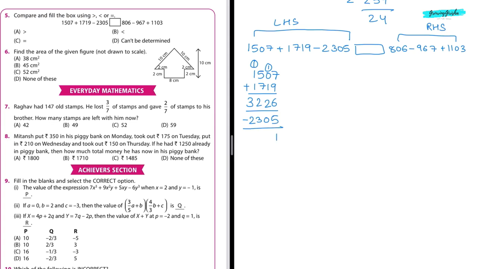6 minus 5 equals 1. 2 minus 0 equals 2. 12 minus 3 equals 9. And this will be 2. So 2 minus 2 is 0. The LHS is 921.